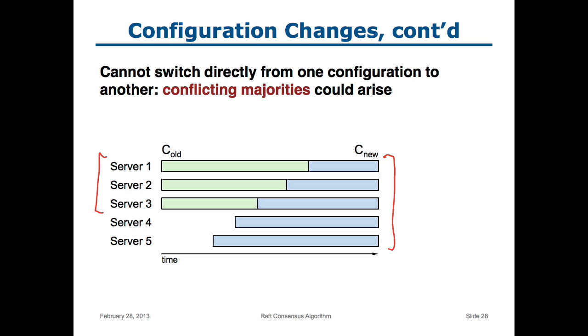For example, there's a point in time where servers 1 and 2 could get together to form a majority of the old cluster, and they could make decisions based on that, such as electing a leader and committing entries to a particular slot in the log. But at this same point in time, the other three servers have switched to the new configuration, and they form a majority of that configuration. So it's possible they could get together with their majority and commit an entry for the same log entry that conflicts with the one committed by the first two servers.